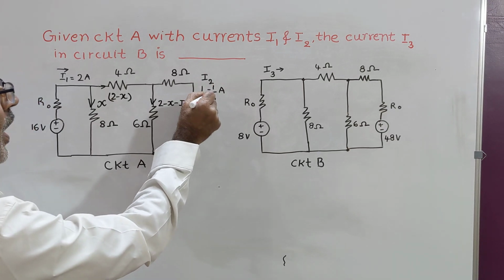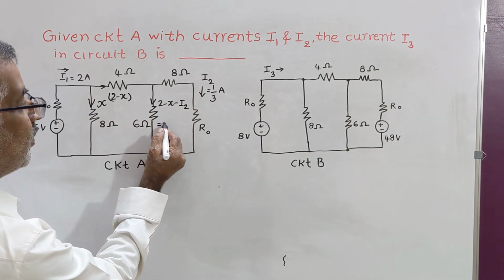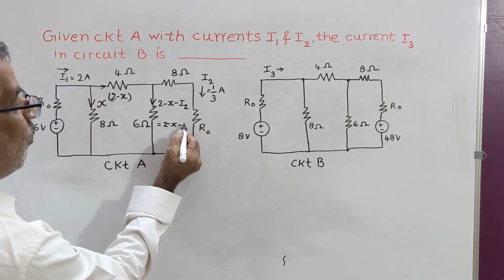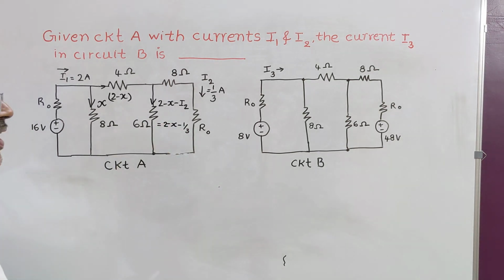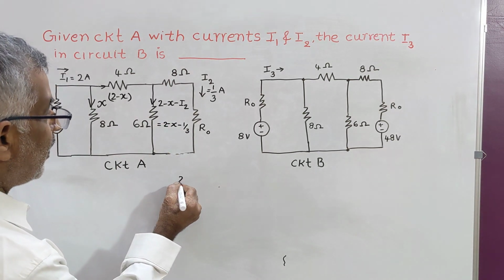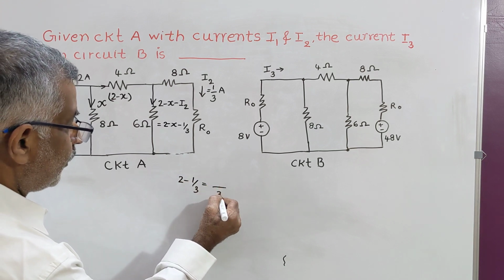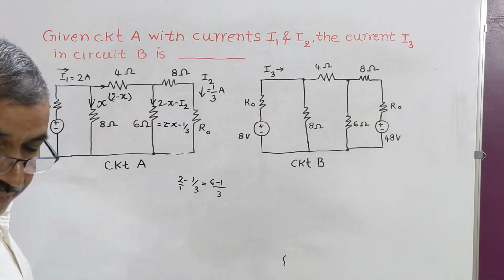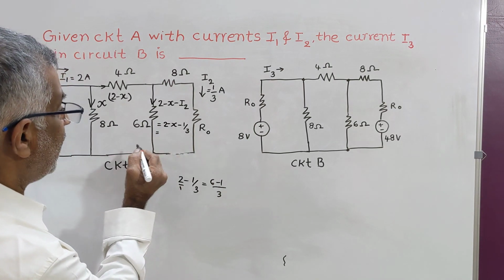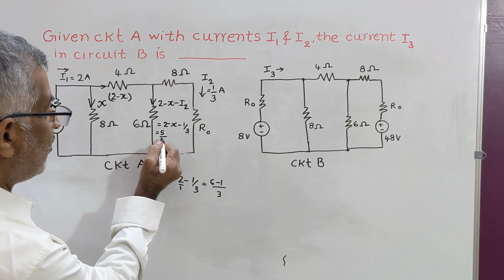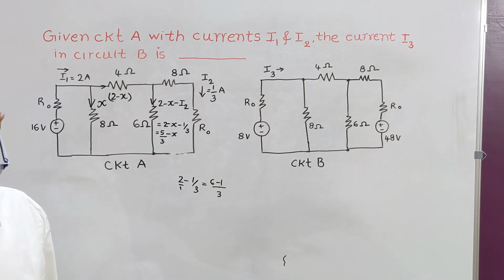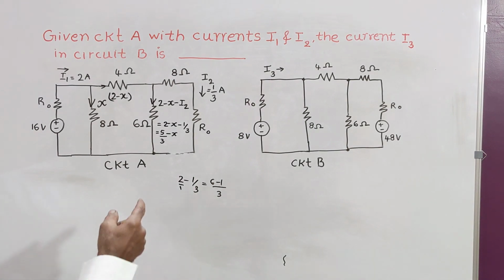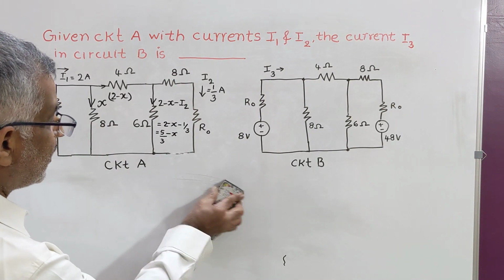What is I2? I2 is 1 by 3. Therefore this current is 2 minus X minus 1 by 3. So 2 minus 1 by 3 is 5 by 3. Therefore this current is 5 by 3 minus X.